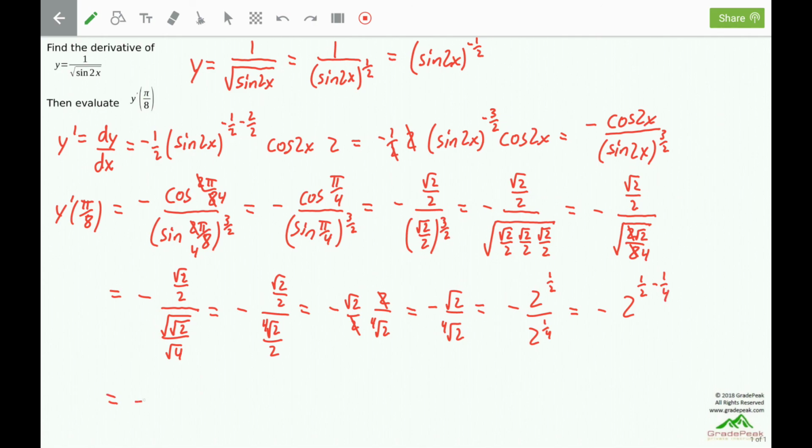So this will give us negative 2 to the common denominator, 2/4 minus 1/4. 2/4 minus 1/4 is 1/4. Now keep in mind, only the 2 is raised to the 1/4 power. That negative is not. That's sitting in front of it. 1/4 power means 4th root. And so overall I'm getting negative of the 4th root of 2.